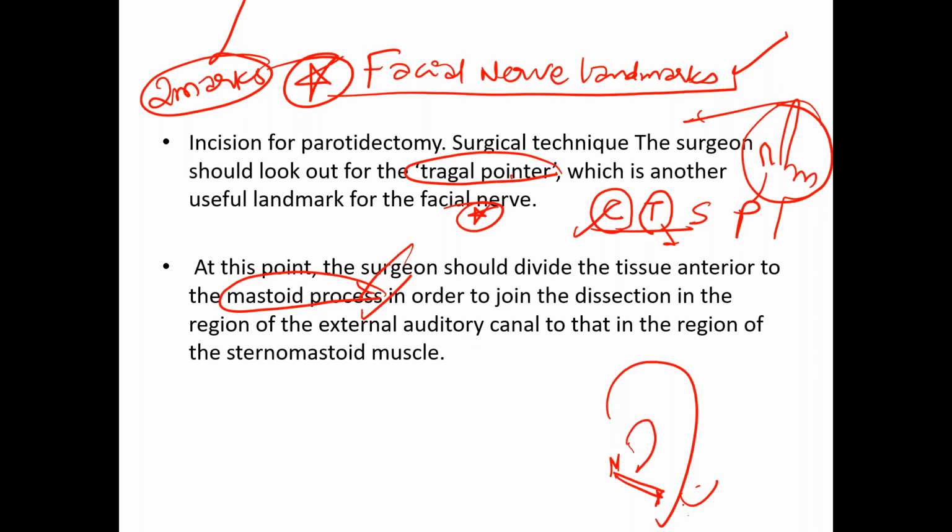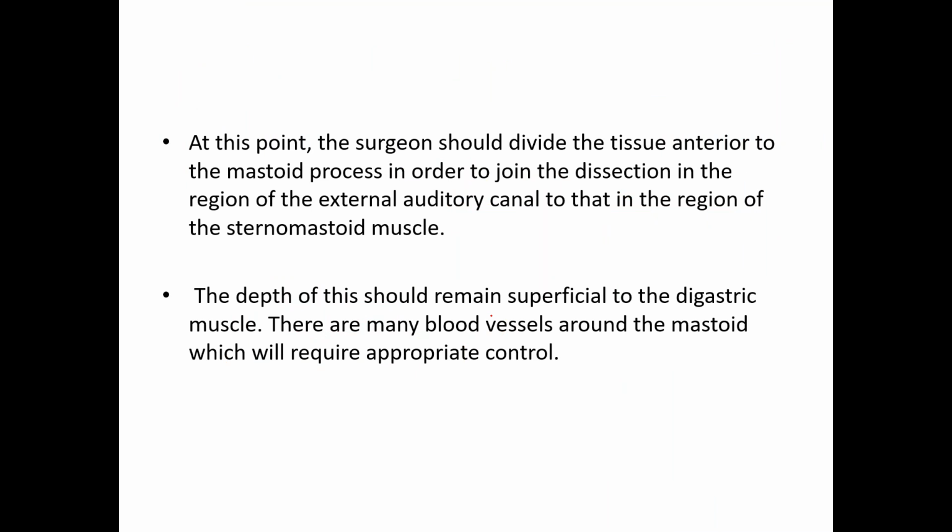So all these things have to be joined, and when the mastoid process is reached, this is the sternocleidomastoid muscle. The muscle on the mastoid process is the sternocleidomastoid muscle. At this point, the surgeon should divide the tissue. Already told this: from the mastoid process, join the dissection of the external auditory canal and also the sternocleidomastoid muscle. The depth of this should remain superficial to the digastric muscle.